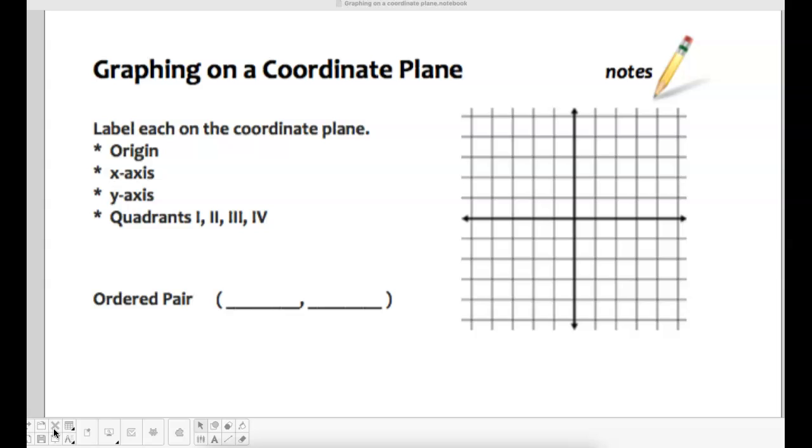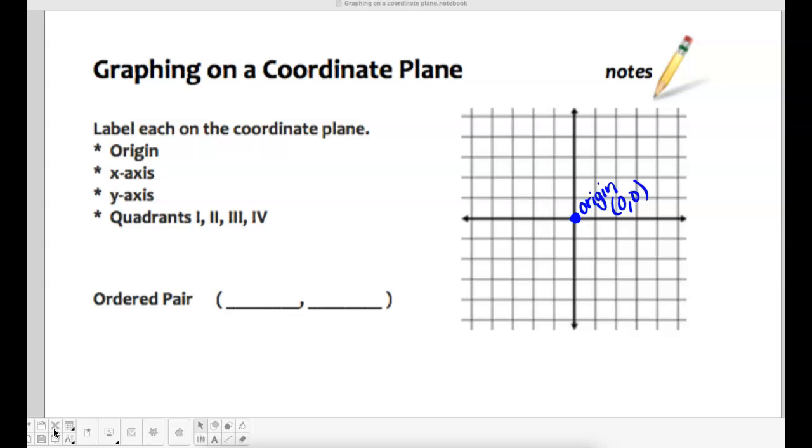So first of all, the origin. Where is the origin on a grid? Remember, in the middle. Right here. This is the origin, also known as the point (0, 0). It's kind of like your home base. It's your starting point. Okay?